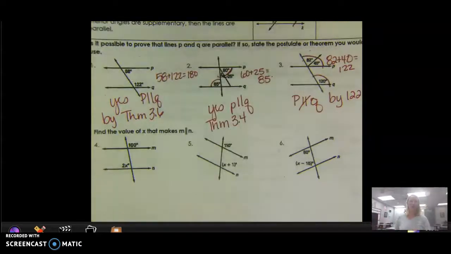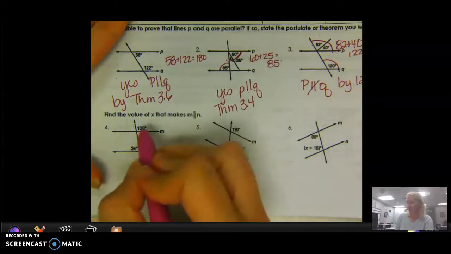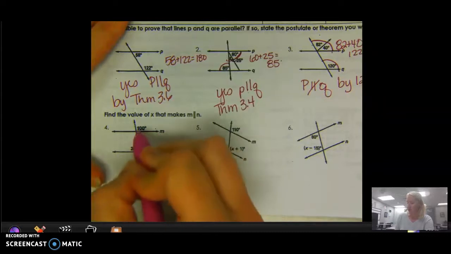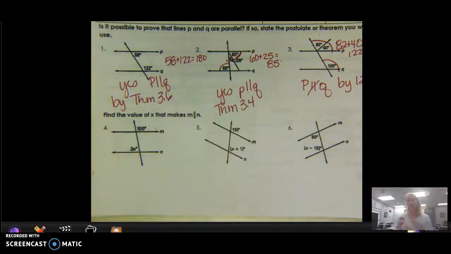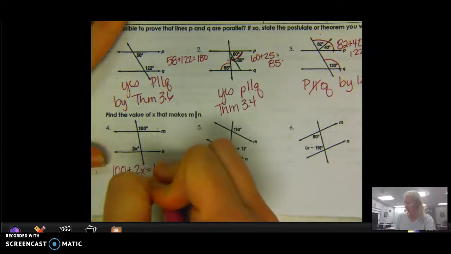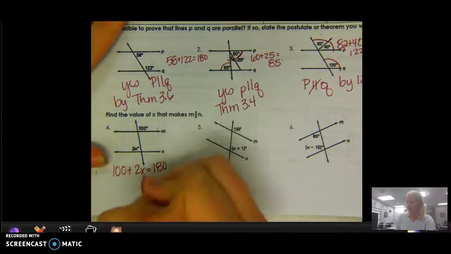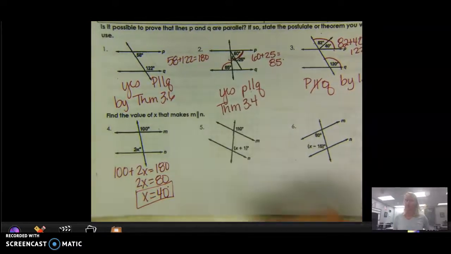Okay? Next one, find the value of x that makes m parallel to n. So we're finding the value of x to make these two lines parallel. Well, this is obtuse, this is acute. There's no angle pair relationships. But we know that the obtuse angle plus the acute angle have to add to 180. So that's what I would do. I do 100 plus 2x equals 180. I'd subtract 100 from both sides, so I get 2x equals 80. Divide by 2, so I get x equals 40. And that would be degrees.